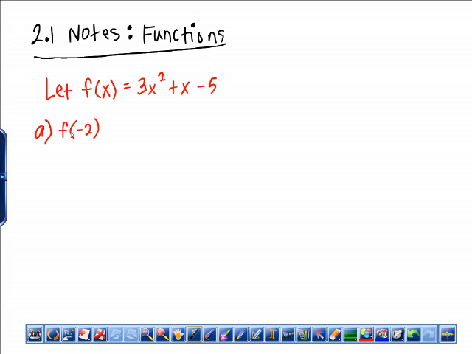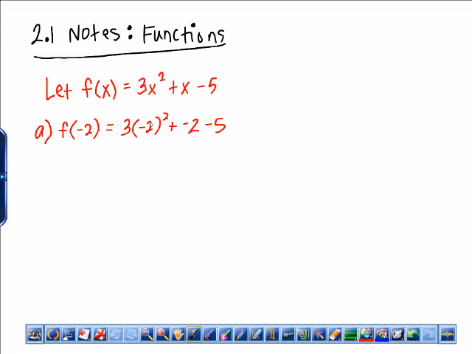Now remember, this is not multiplying the function by -2, it's replacing the x with the -2. So we just plug in -2 everywhere there's an x, and you should be able to do this without a calculator, even if -2 happens to be a fraction in another problem. You still should be able to do this without a calculator.